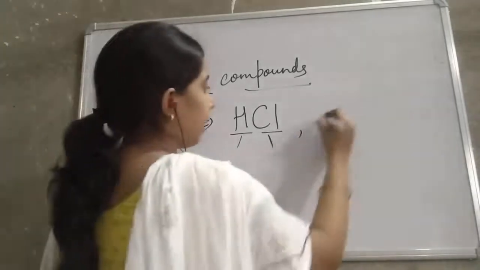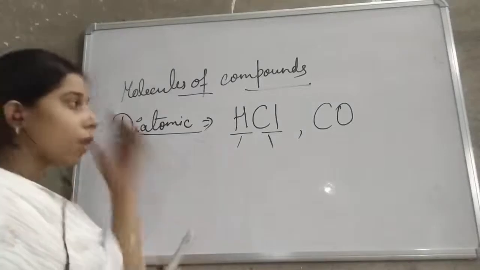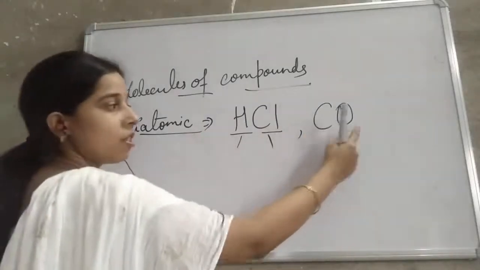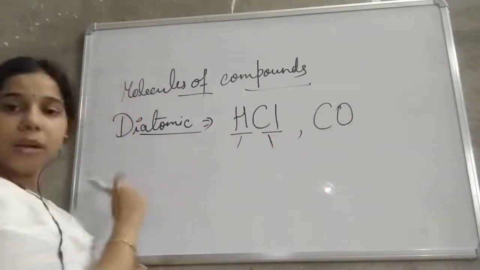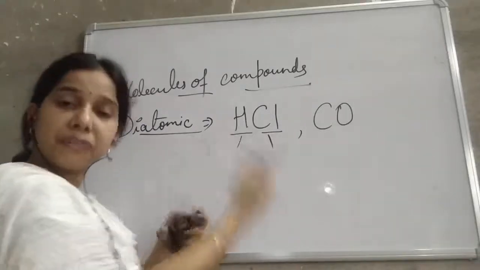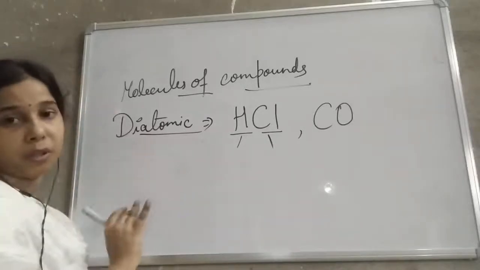We can take another example like CO, carbon monoxide. Carbon monoxide has one carbon and one oxygen. Both of them combine together to form the diatomic molecule. So when one atom and another different atom combine together, they form the diatomic molecule.